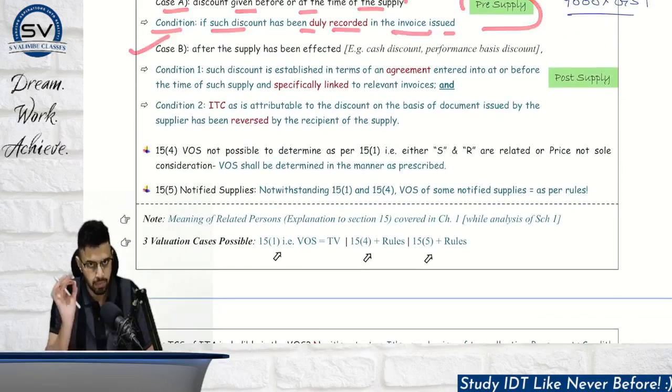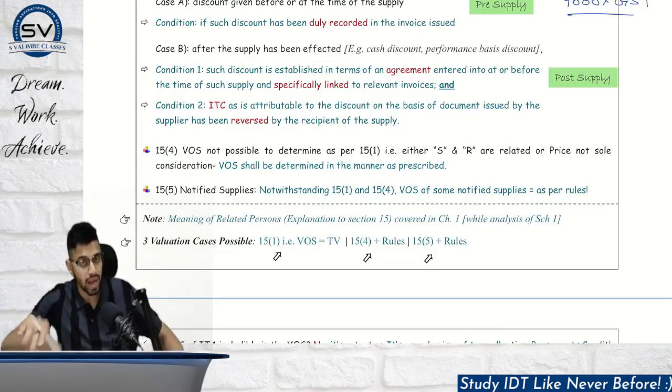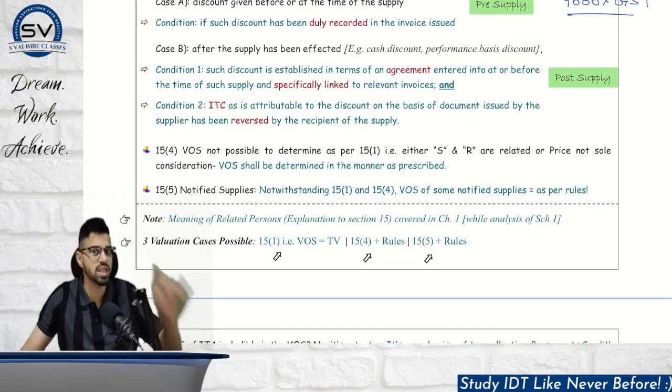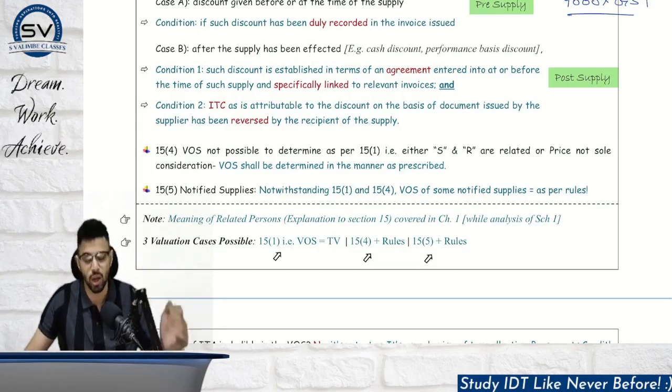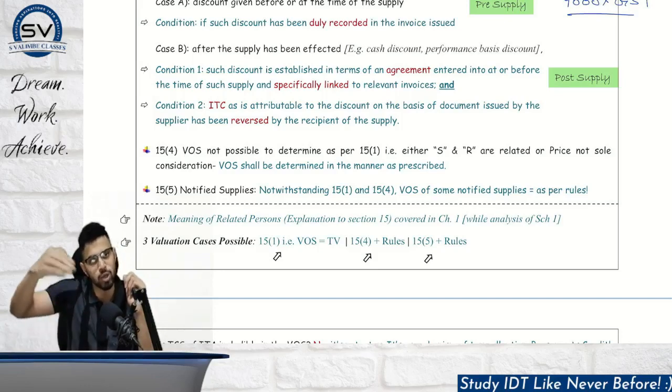Case number B is a bit important to be noted. Please see. After the supply has been effected. After the supply means supply is done and later on there is a discount involved. Now whether this will be excluded from the GST, for that you have to see two conditions. Now before coming to the conditions, you might be having a query that sir, if supply is done, invoice has been issued, later on discount is given, how will we record that in the invoice? So it will not be recorded in the invoice. We will be issuing a credit note.